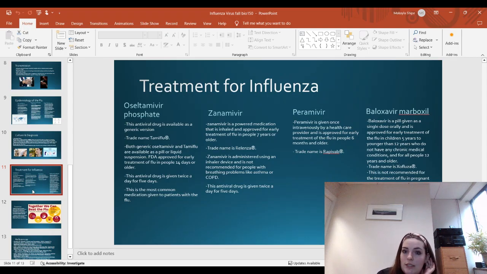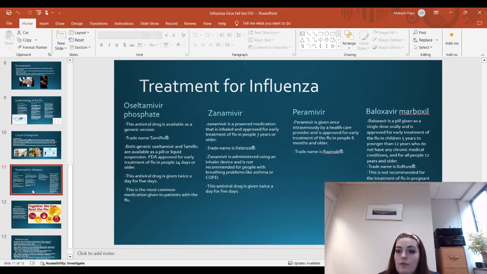The third one is Peramivir, which is given once a day intravenously by a healthcare provider and is approved for early treatment of the flu in people 6 months or older. The trade name for this one is Rapivab. And then the last one is Baloxavir marboxil, which is a pill. It's given as a single dose orally and is approved for treatment of the flu in children 5 years to younger than 12 years who do not have any chronic medical conditions, and for all people who are older than 12.